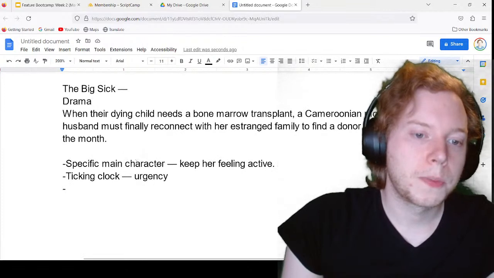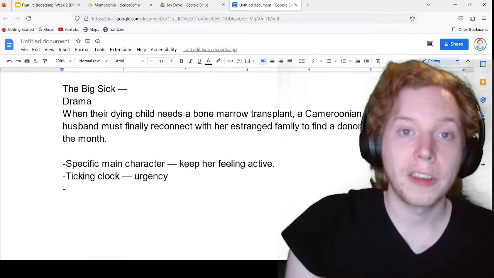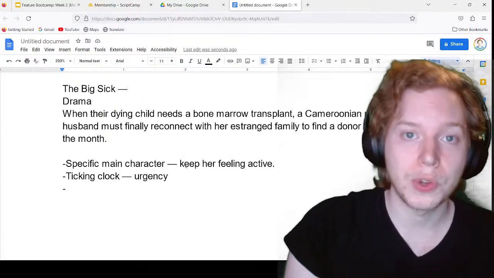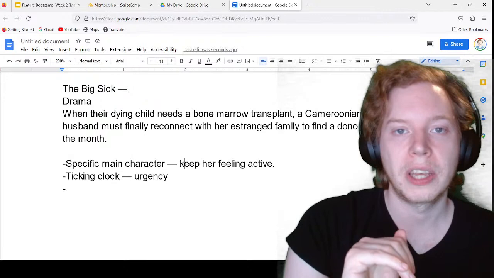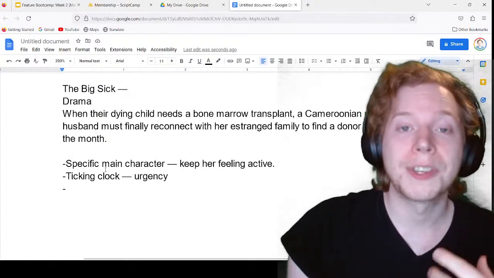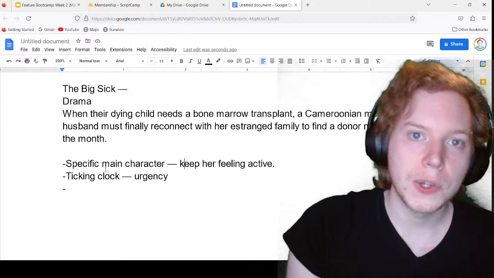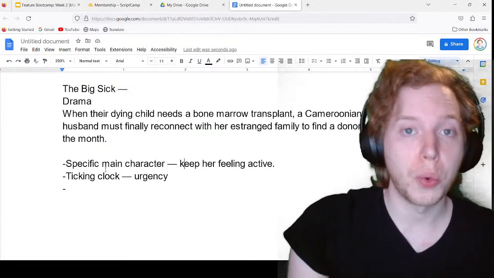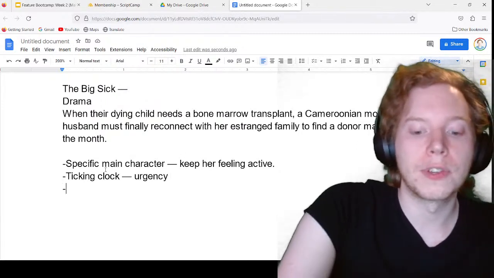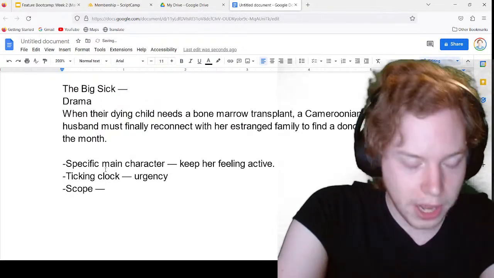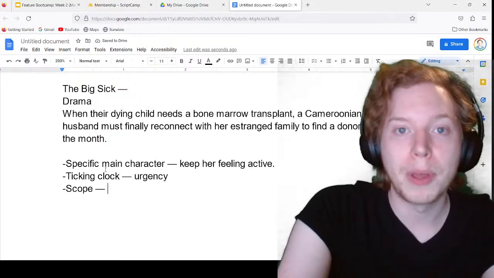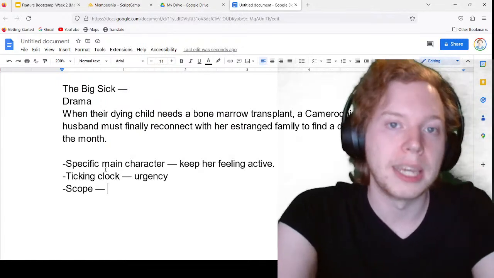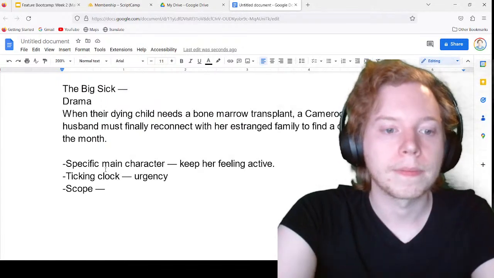So yeah, three things: a specific main character, make sure she feels really active and it feels like this is her story. She's the one that needs to perform actions and overcome obstacles to accomplish this tangible and really clear goal. The ticking clock or the sense of urgency should be evident in the logline too. If there is a really tough time limit, that hourglass ticking away, then we should know what it is. That will help us with a sense of the scope too, because it might be we have 10 years to solve this problem, or it might be we have 3 days, and you should let us know how much intensity there will be in that story.